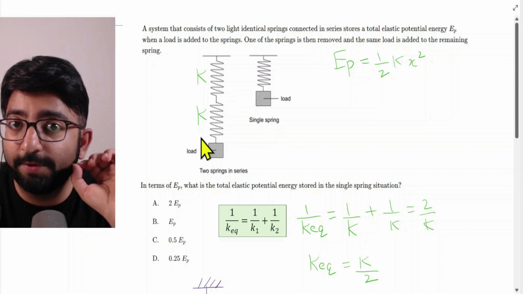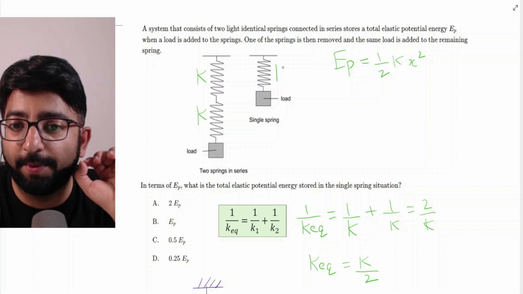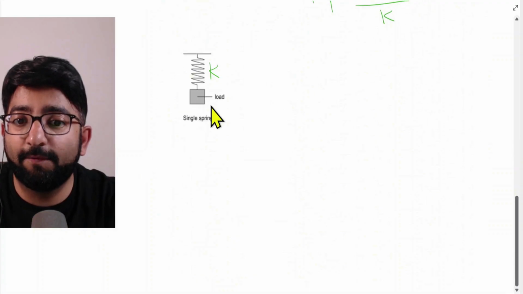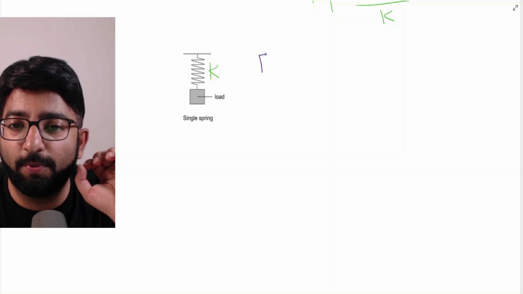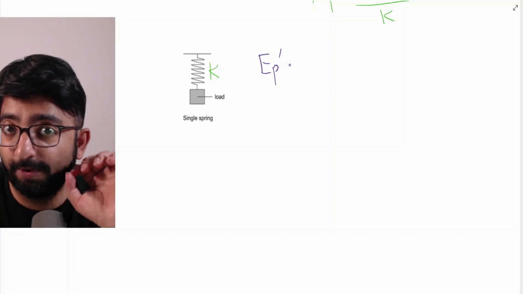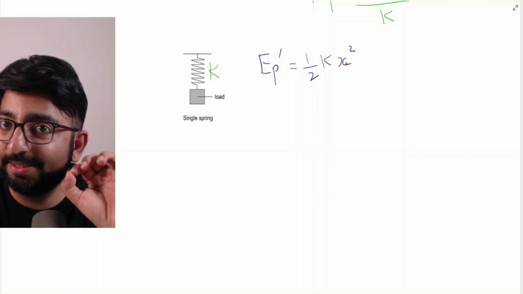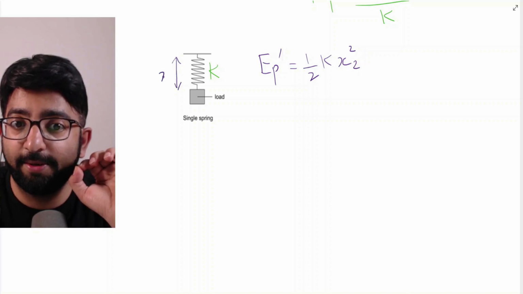In case 2, one of the springs has been removed, but this spring is also having the same spring constant of K. So now we will do the exact same analysis, but for case number 2, where only one spring is connected. So in this case, let's say the potential energy is EP dash, which we have to figure out. So that will be half K into X squared. In this case, let us assume X2 is the total extension of the spring in case 2.